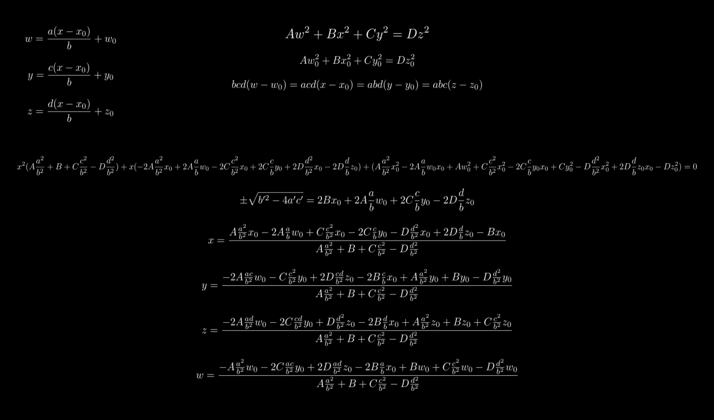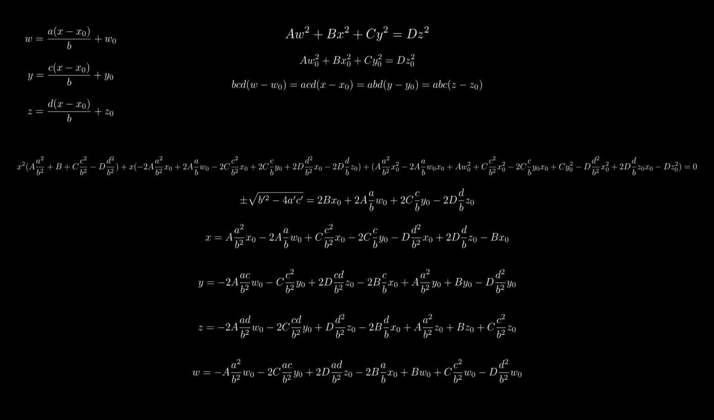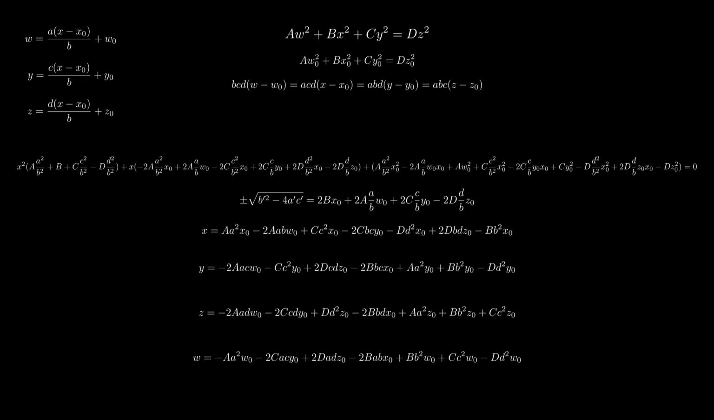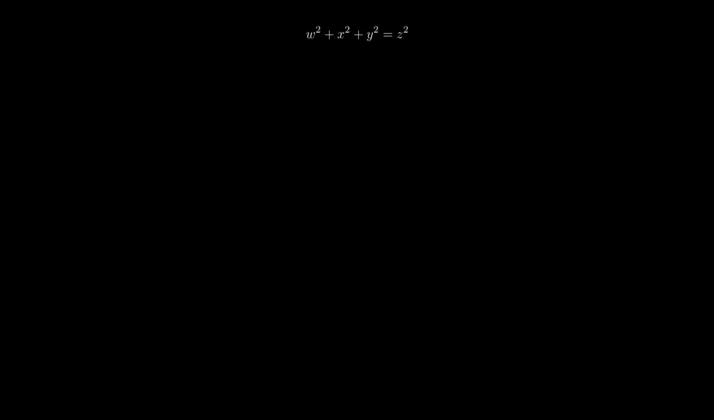In this case, multiplying everything by that denominator squared causes it to go away completely. Now I multiply by b to the fourth, and this is our integer set of solutions. So this does work in higher dimensions. Let's check that this does what we expect.